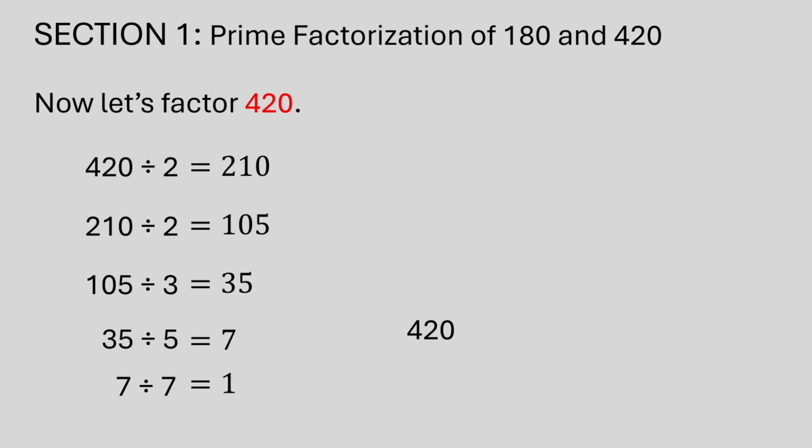So the prime factorization of 420 is 2 to the power of 2 times 3 times 5 times 7.